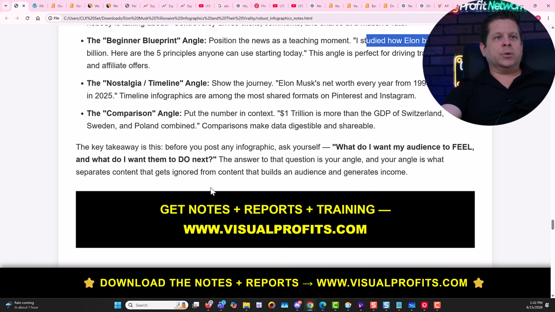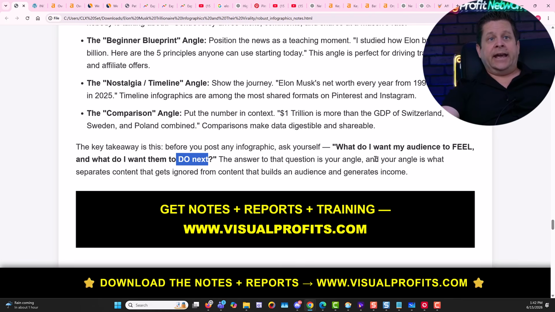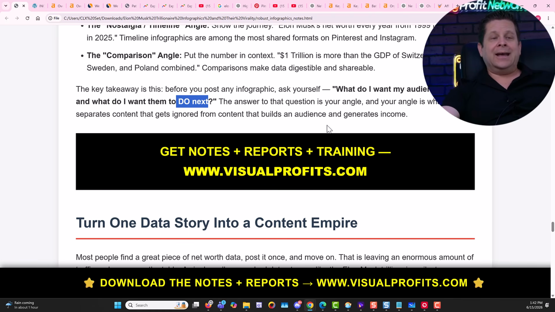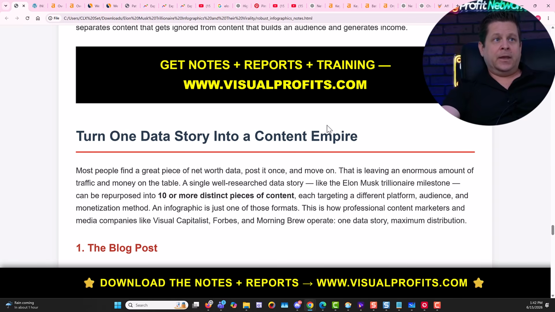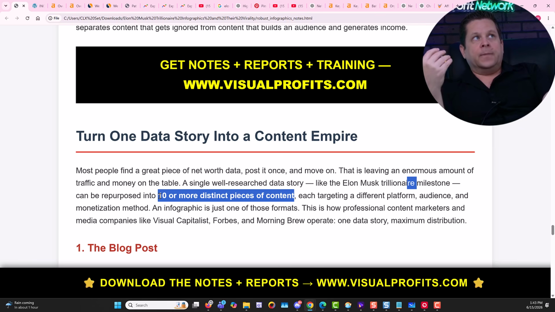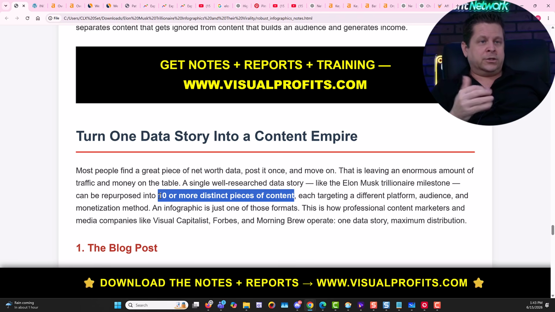The key takeaway is before you post any infographic, ask yourself, what do I want my audience to feel? And what do I want them to do next? The answer to that question is your angle, and your angle is what makes your content different. You want to turn one data story into a content empire. Maybe I can go through and find 10 different tips or strategies about how Elon worked. Like maybe I could do, they didn't tell you when Elon almost went broke. Find his quotes about that, make a nice little infographic talking about what to do if you're broke or whatever.